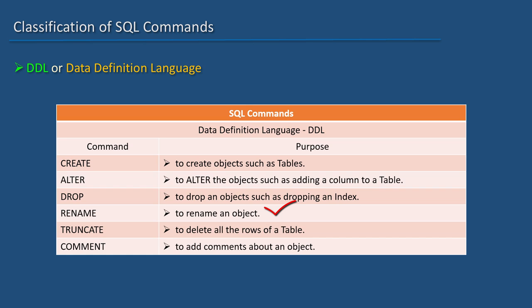Rename is used to rename an object. Truncate is used to delete all the rows of a table. Comment is used to add comments about an object.